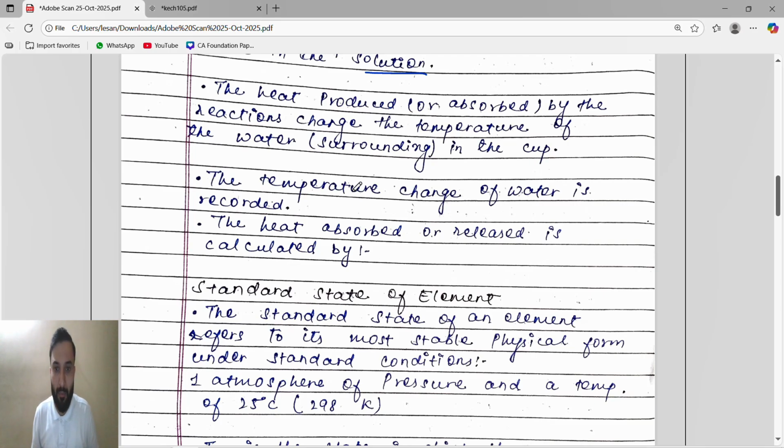The temperature change of the water is recorded. Why? Because the heat is being released and it goes into the water. Then the stirring mechanism stirs the whole water, so that the heat gets uniformly distributed in the water. And with the help of a thermometer, we check the temperature of the water. So the temperature change of the water is recorded before and then after the reaction. The heat absorbed or released is calculated by, after this, guys, till here.